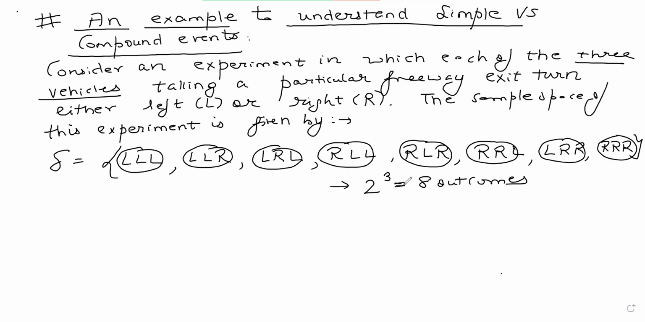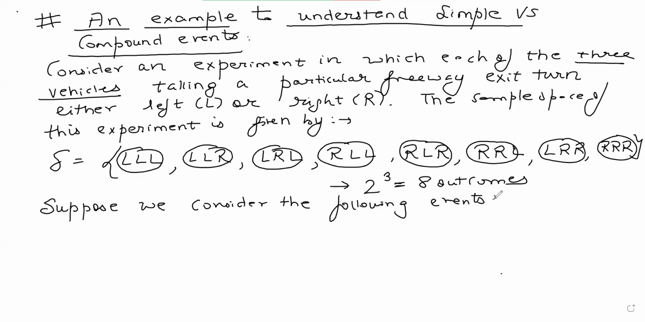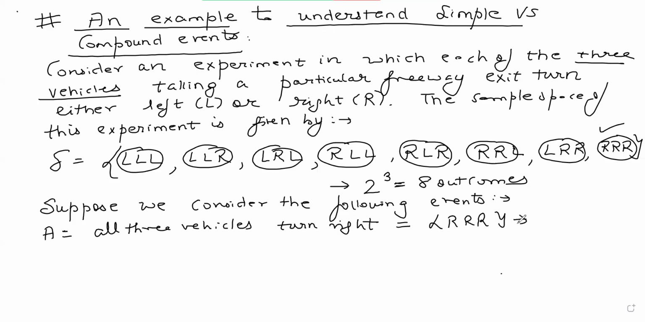Okay, and now suppose we consider the following events. Event A is all three vehicles turn right. How many outcomes are there? Only one, RRR. This is a simple event.